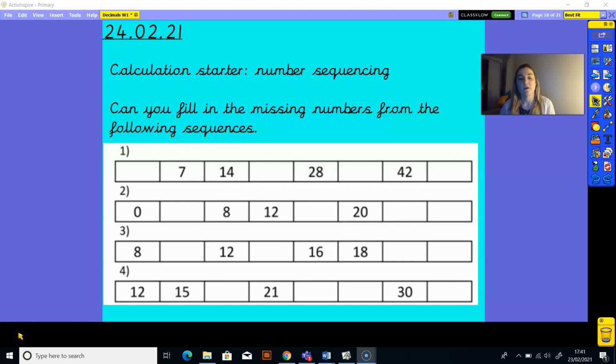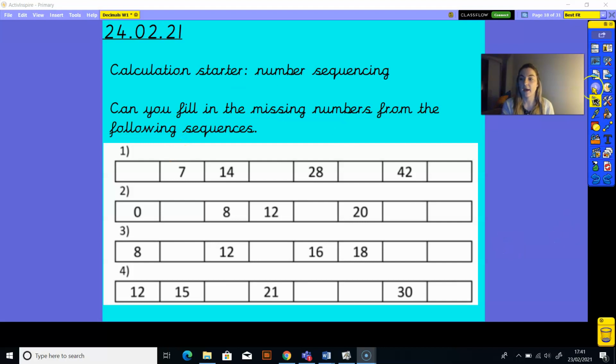Now, today, our calculation starter is going to be number sequencing. You've got some sequences of numbers in front of you. However, there are some spaces in the sequences. I want you to see if, using the numbers in front of you, you can fill in the missing numbers from the sequence. What do you maybe notice about the two numbers that are there? See if that can help you fill in the rest of the sequence.